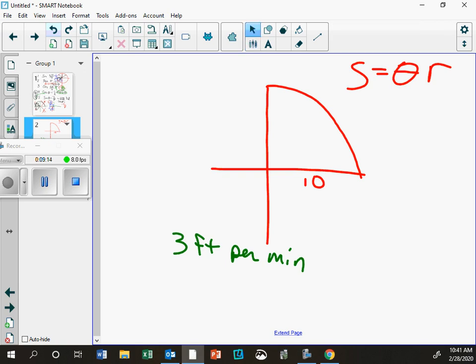Would you please figure out what that is in miles per hour? It's obviously less than a mile per hour, right? If you're only going 3 feet per minute. It's way less than a mile per hour, but would you please figure out exactly what it is in miles per hour? Pausing for a second, we try those 2 problems.